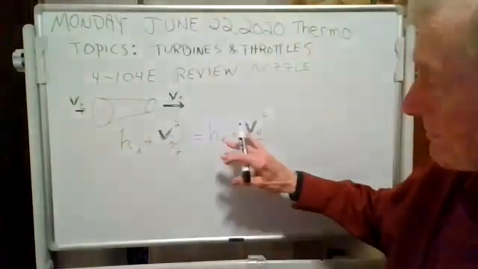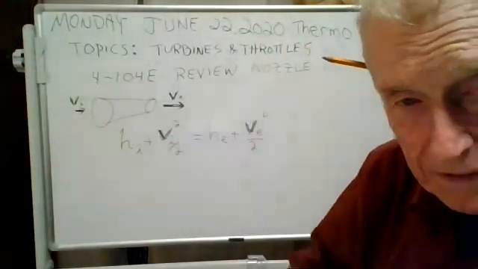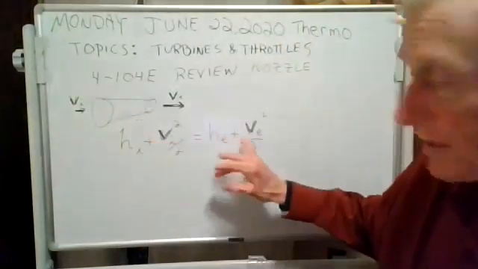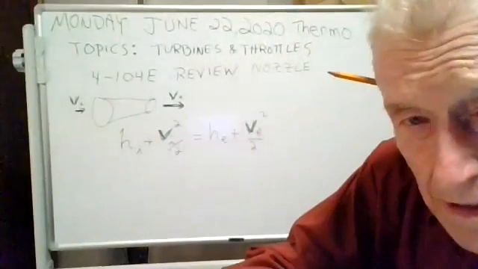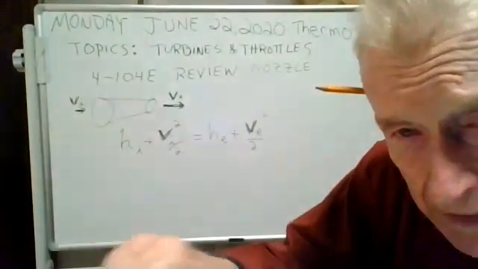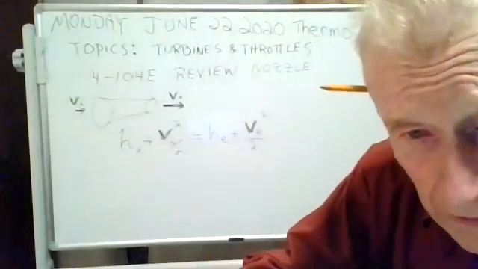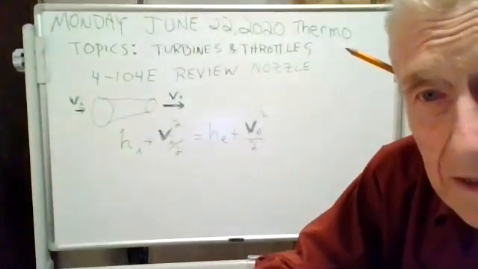That dark velocity thing there. This is the incoming and that's the exiting velocity. And I made it kind of dark or bold type, I guess you could say.